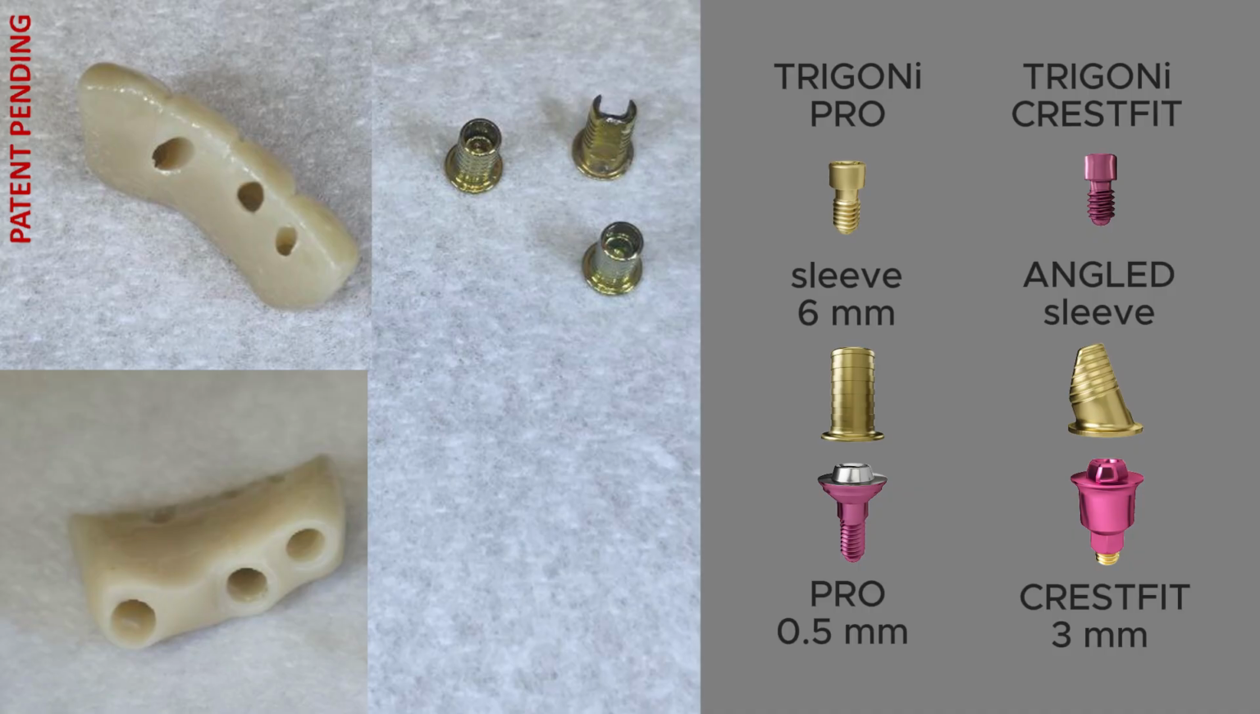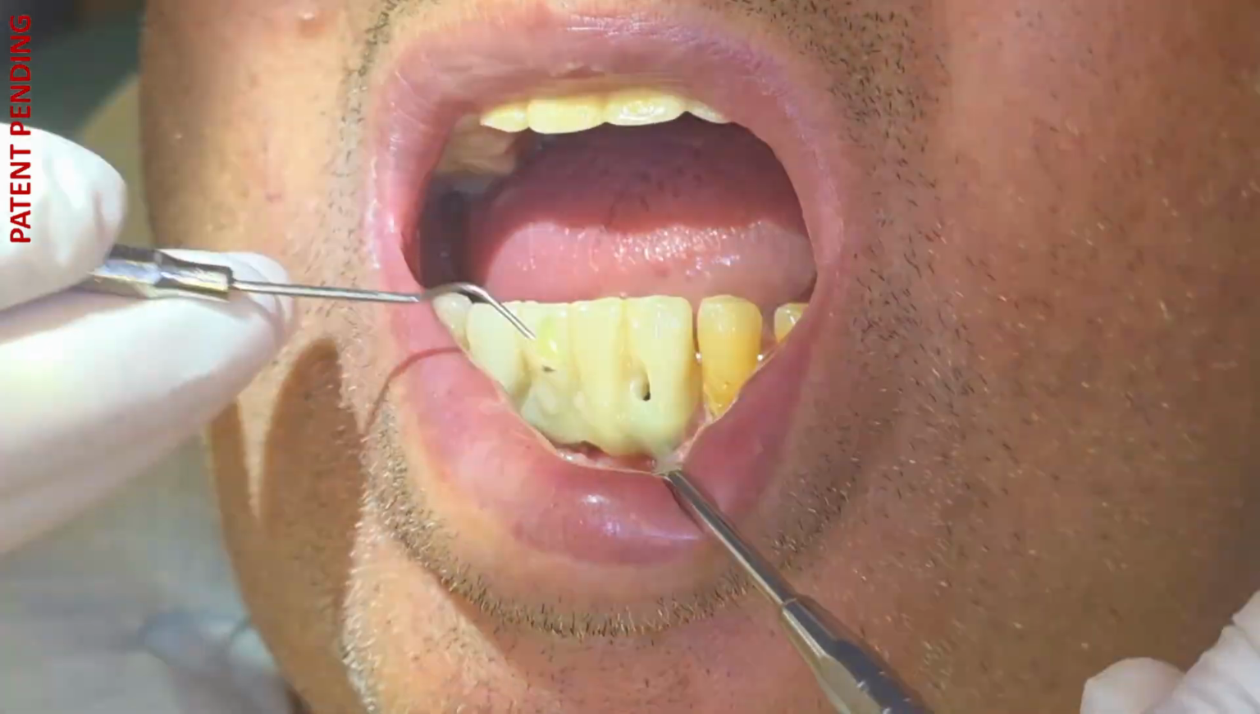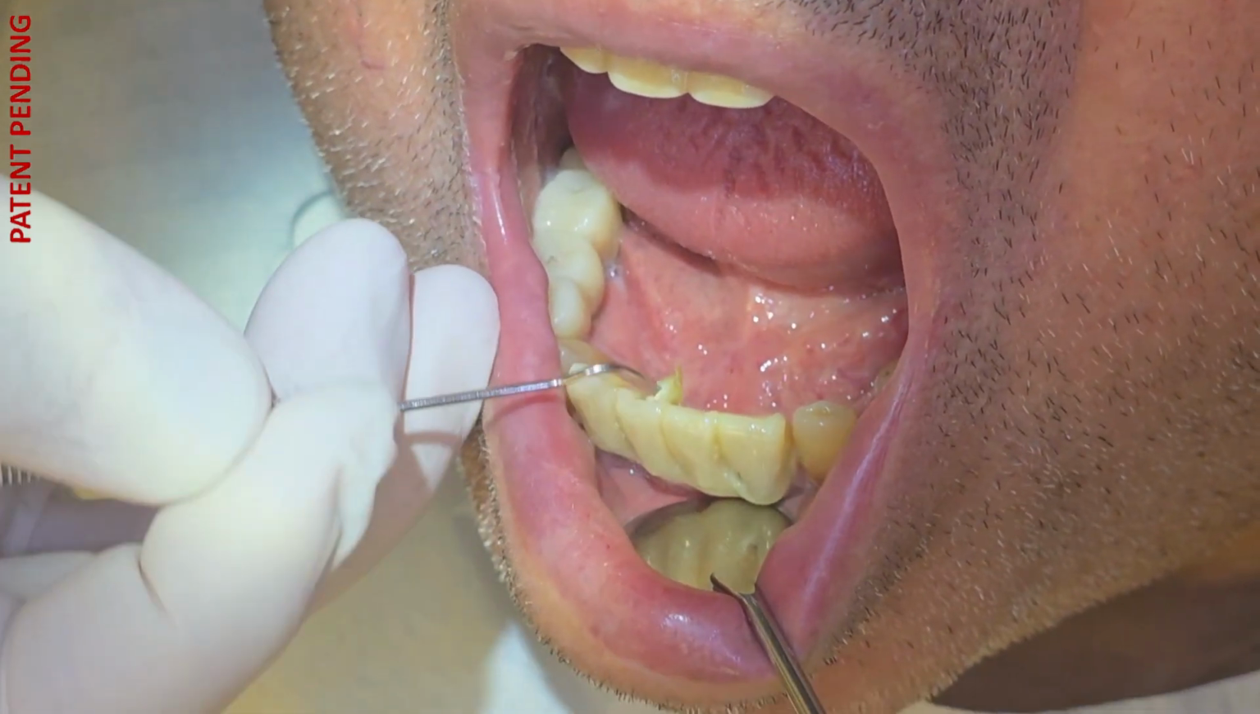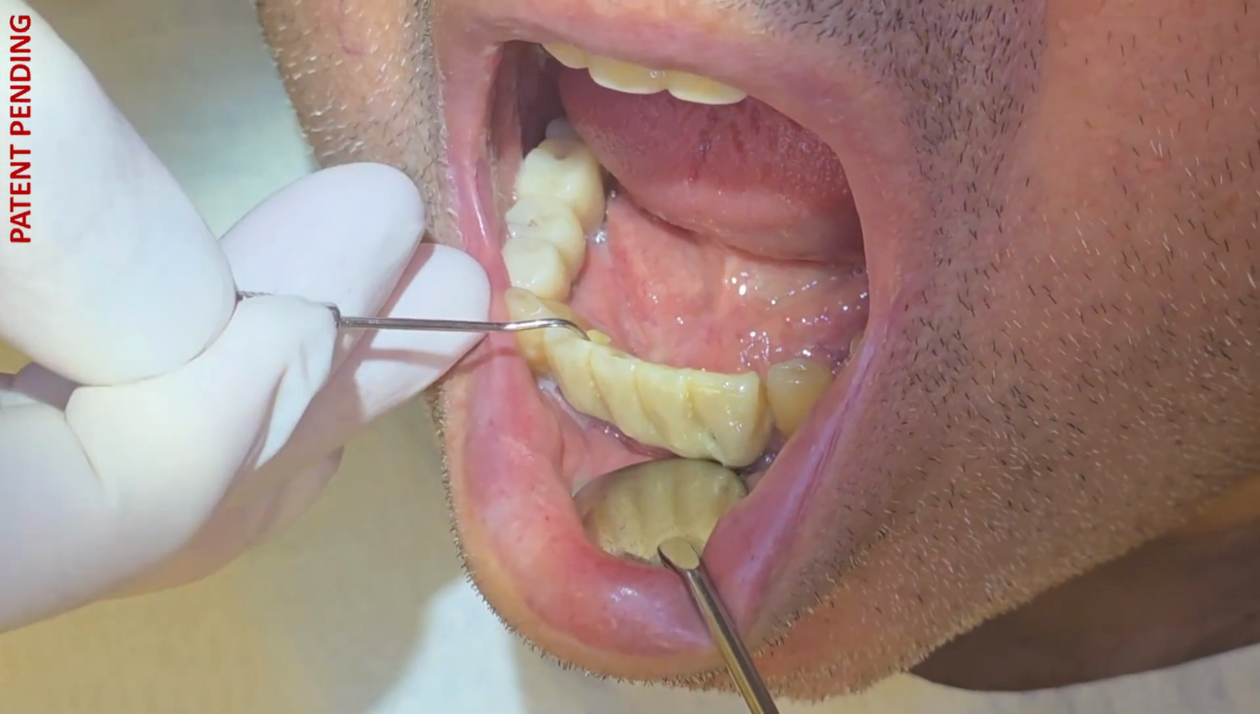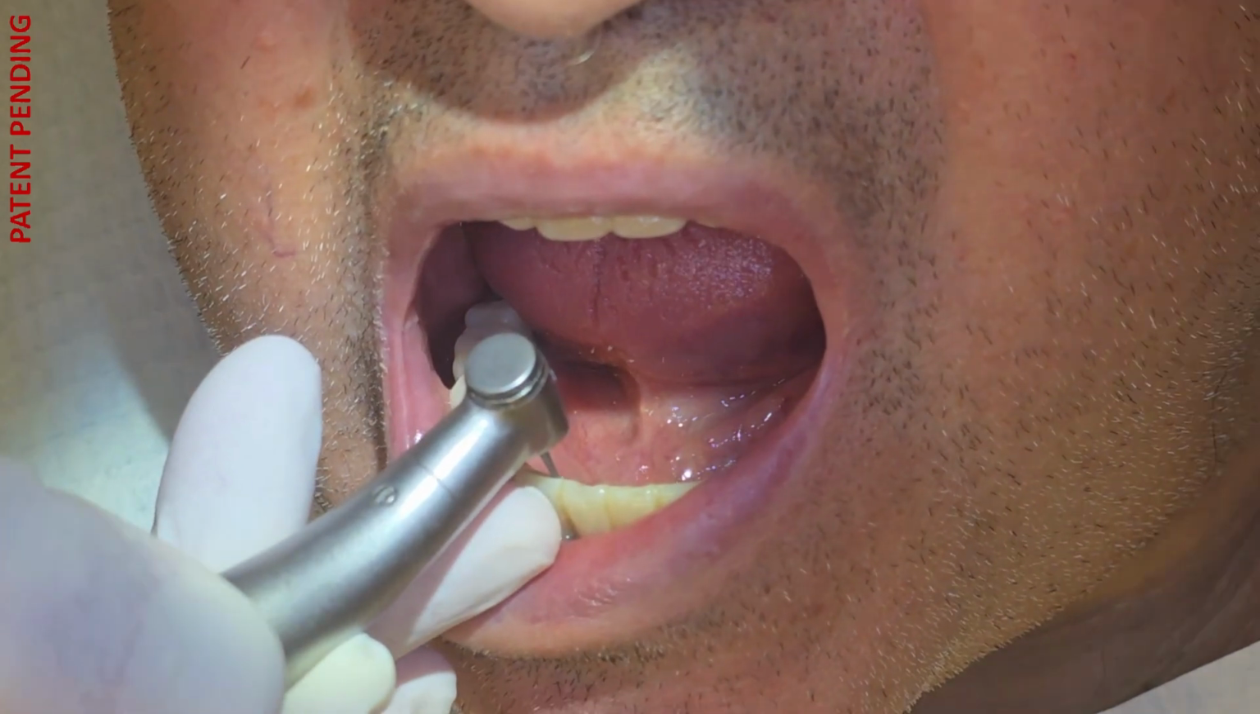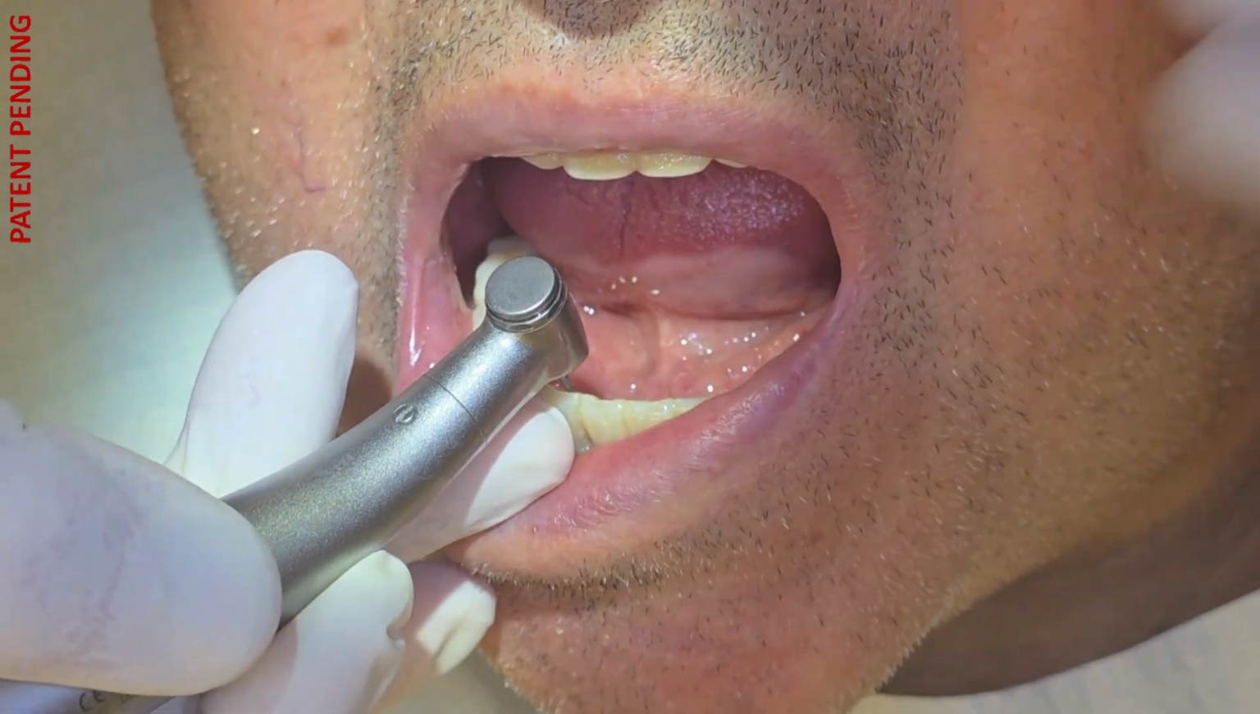At the next visit, the corrected bridge is placed. This bridge includes 6 mm sleeves, an angled sleeve for the Crest Fit system, and 2 types of trigoni screws. Because silicone was used to seal the channels, we can easily reopen them. When necessary, a fine burr is used. The pins are lifted and removed. This takes only a few seconds.